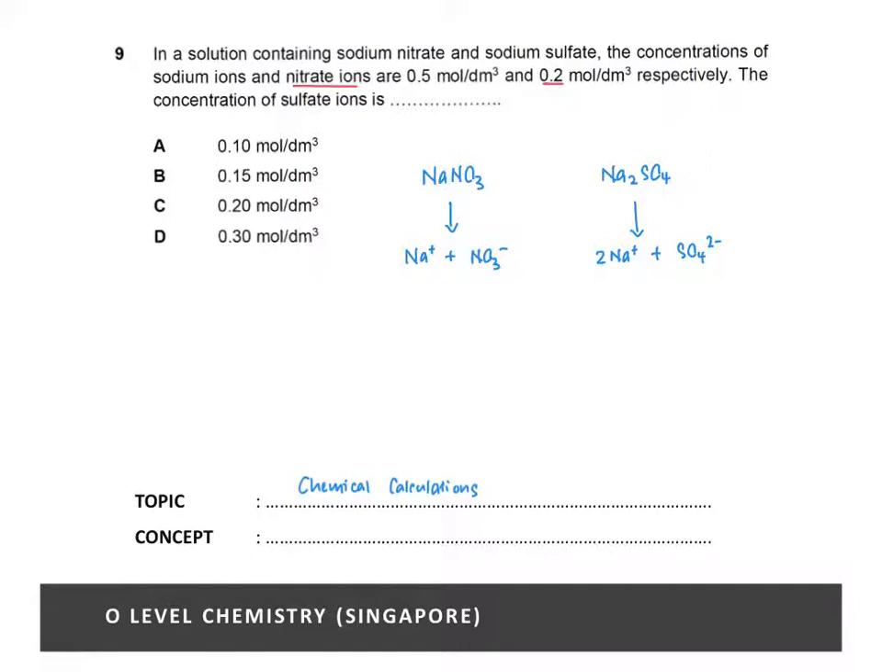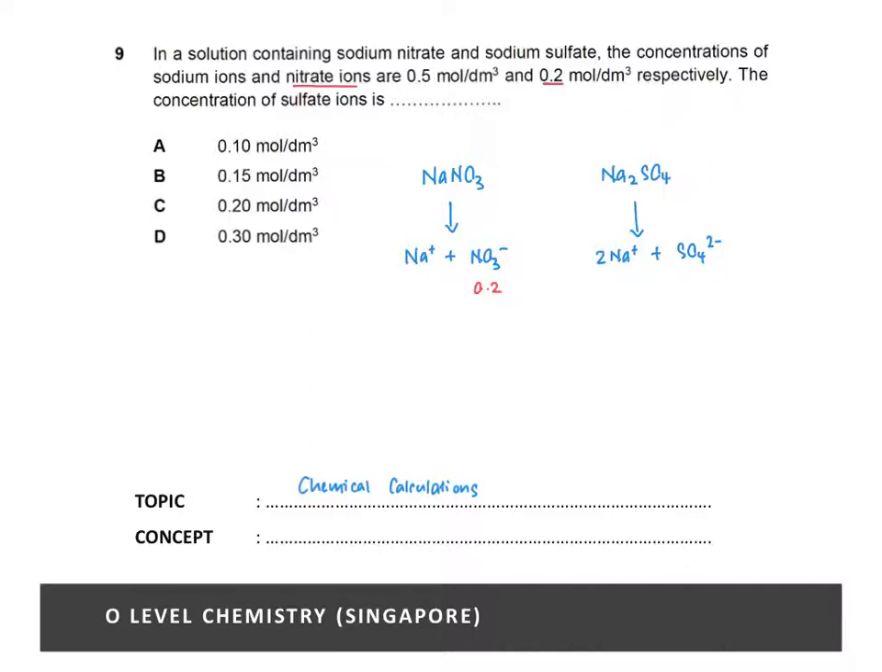Alright, if you are not comfortable with handling concentration, you can just imagine that I have 1 dm³ of solution. If I have 1 dm³ of the solution, what it means is that I have 0.2 moles of nitrate ions. So where did the nitrate ions come from? It came from my sodium nitrate.